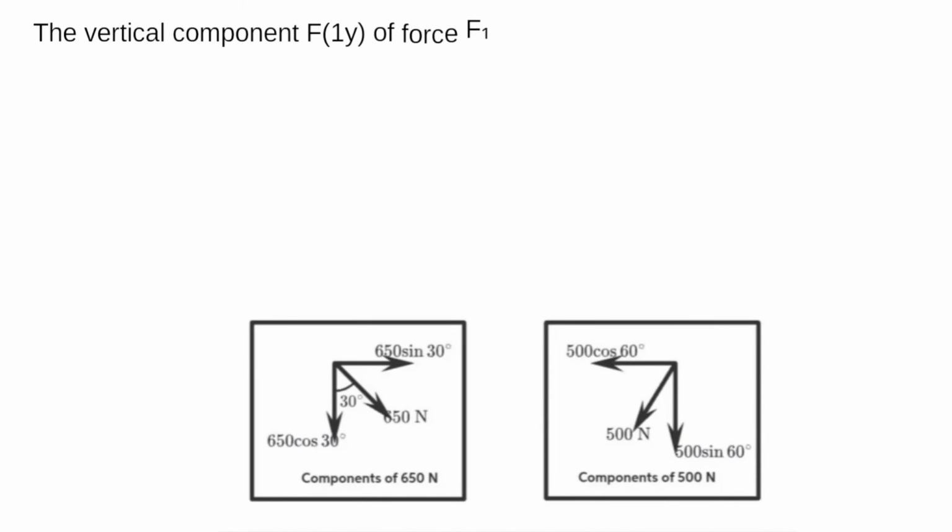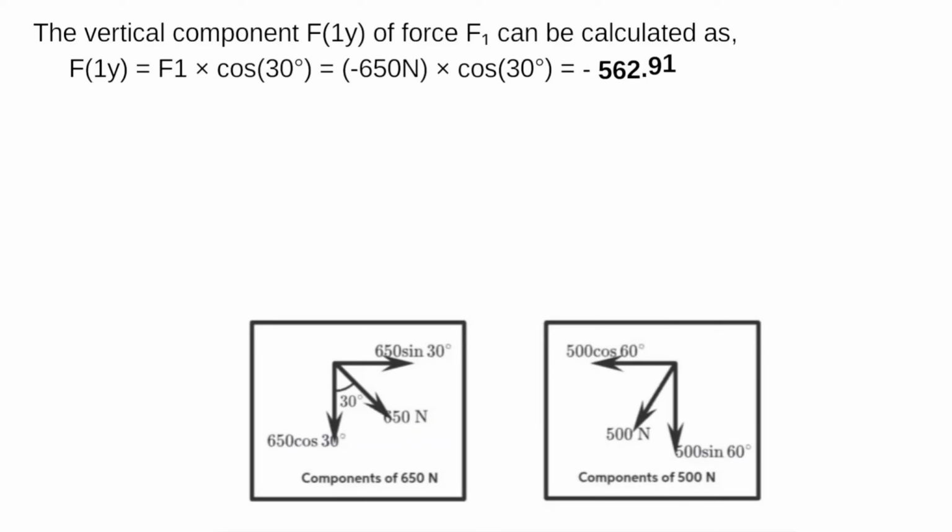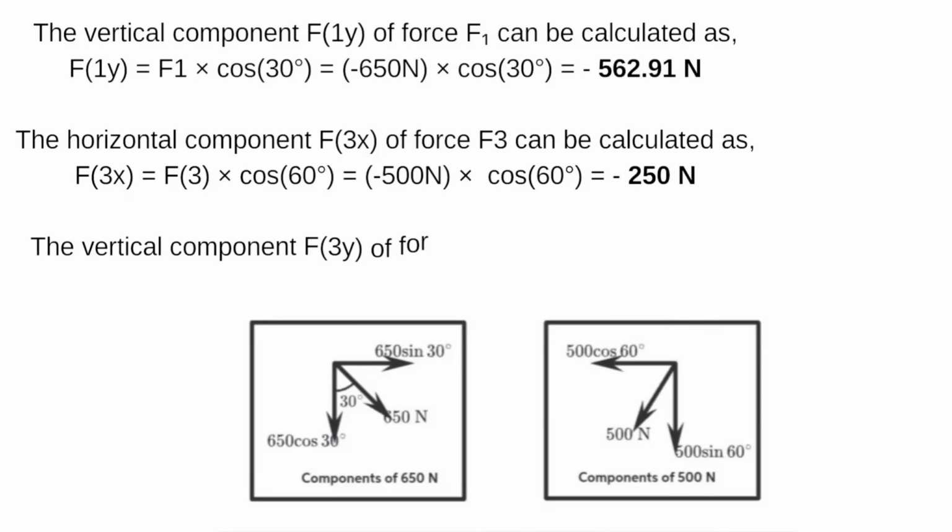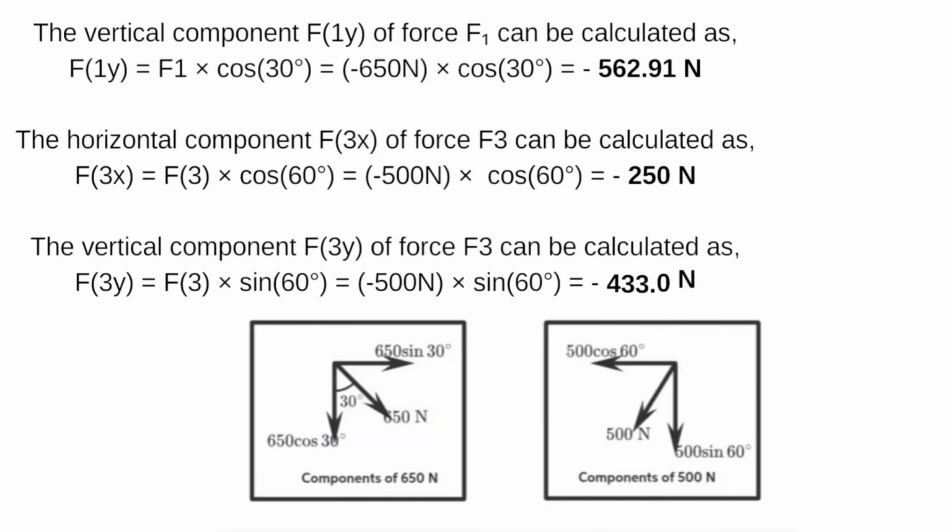In a similar manner, we can get the horizontal and vertical components for F3 by resolving the components of F3. Here we get the horizontal component of F3 as minus 250 Newtons and the vertical component as minus 433 Newtons.